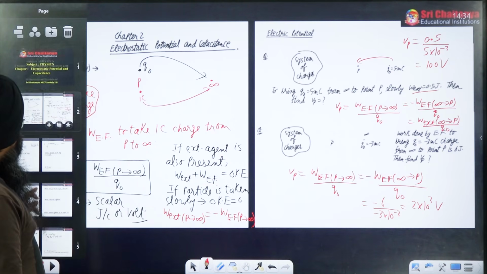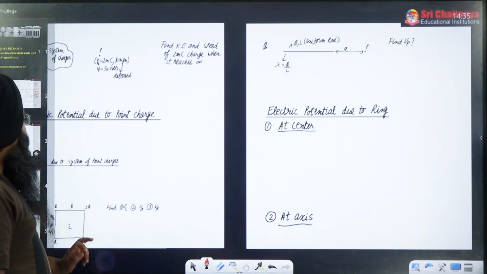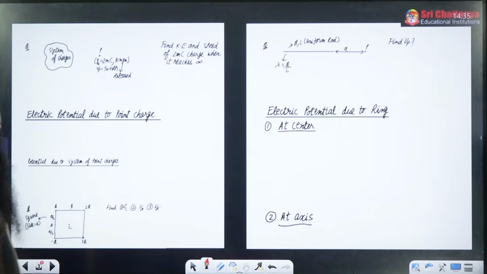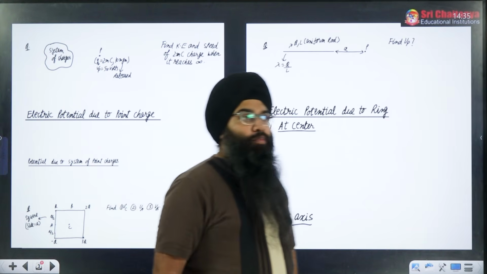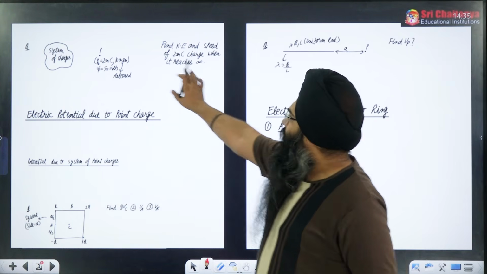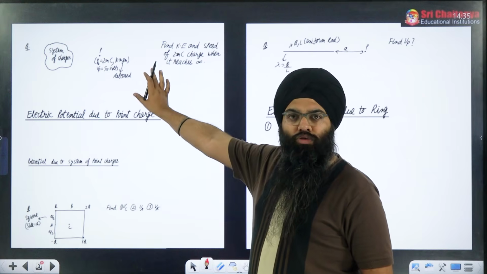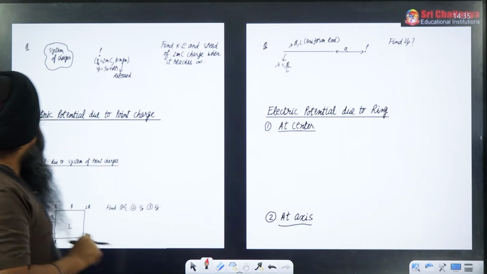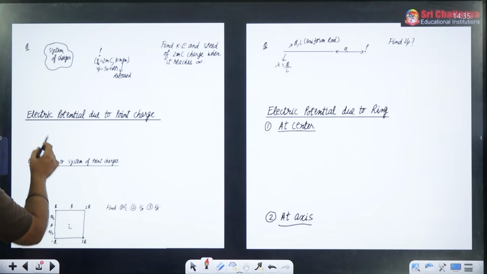Let's move to the next concept. Next concept is electrostatic potential due to a point charge. So how to calculate the electrostatic potential due to a point charge? This question also is a similar question only. Try to do this question. I've given you, try to do this question on your own, you will be able to get the answer. Next is electrostatic potential due to a point charge.